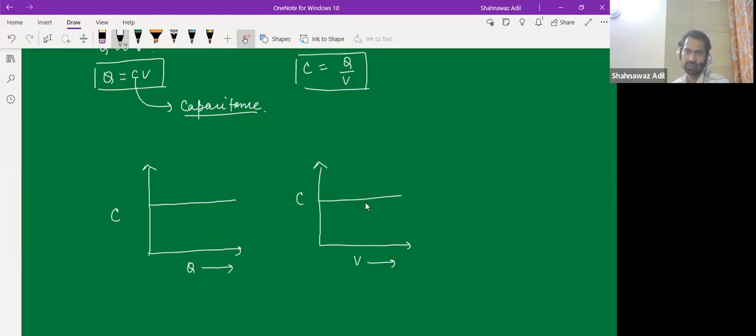Sir, it is static, or you can say that it is constant. Hmm, constant, right? So it is constant. Okay, so that is why this is a constant. That is why capacitance is a constant quantity.